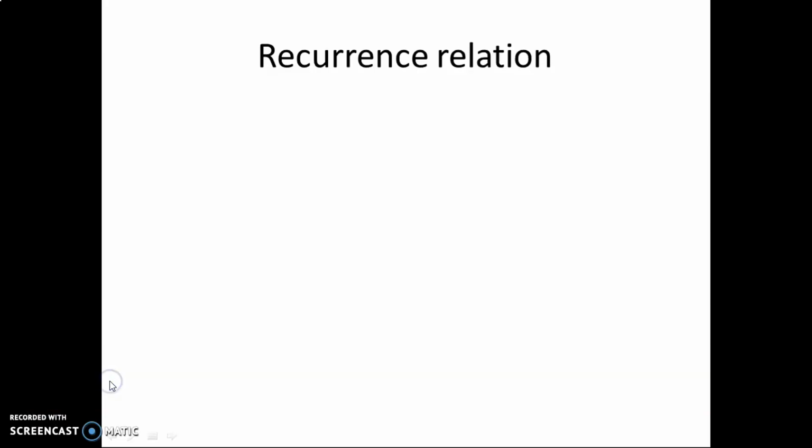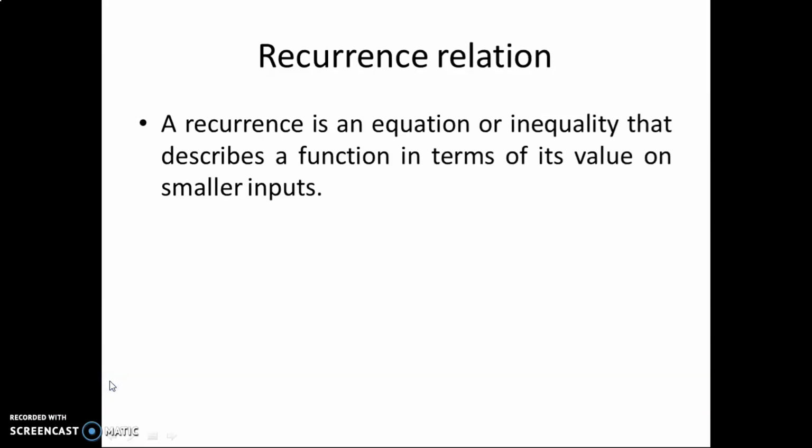So what is a recurrence relation? A recurrence is an equation or inequality that describes a function in terms of its value on smaller inputs. For example, we take the Fibonacci series, where the nth term is represented by adding the (n minus 1)th term and the (n minus 2)th term. That is, in the Fibonacci series, a term is calculated by adding the previous two terms. That is what we call a recurrence relation.